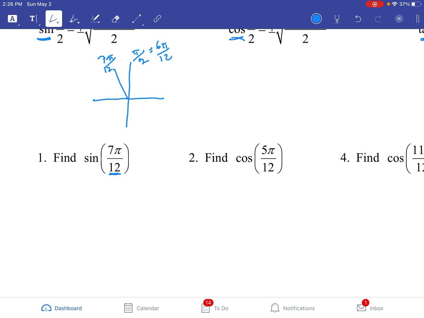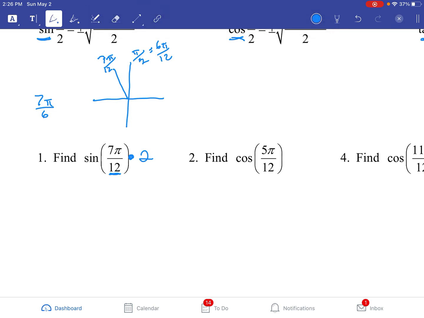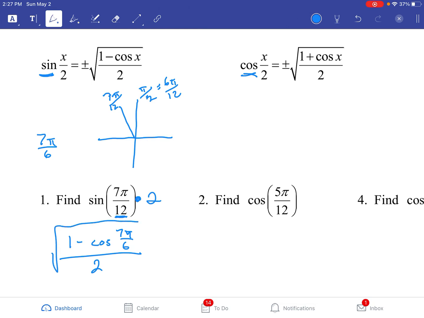So what we're going to do is multiply our radian here by 2. If we do that, we get the radian 7 pi over 6. Well, 7 pi over 6 is found on the unit circle. So we can use that information and a formula to find the values for 7 pi over 12. Okay, so this is how this works. We have 7 pi over 6. We're going to use that in our formula for sine. So we're going to have the square root of 1 minus cosine of 7 pi over 6, divided by 2. It's got a big square root on the top of it.